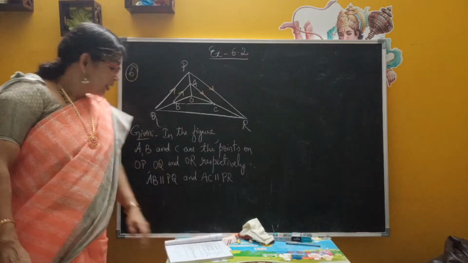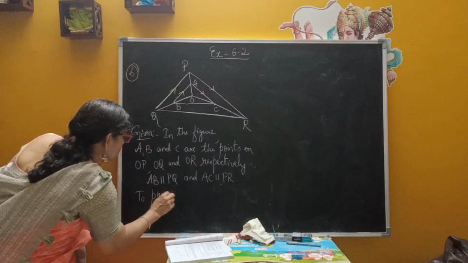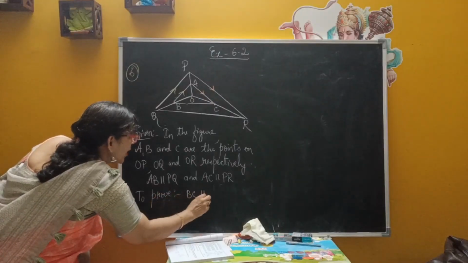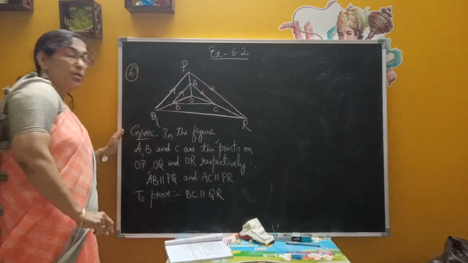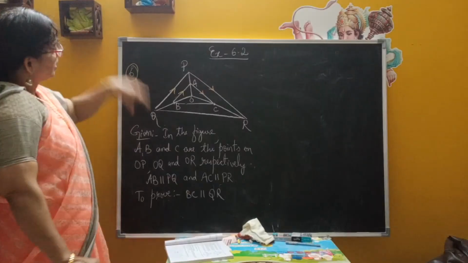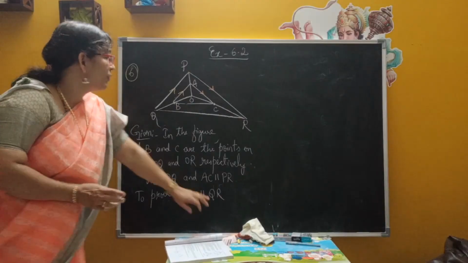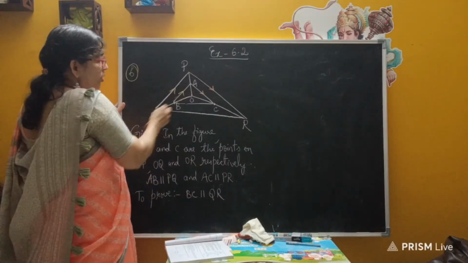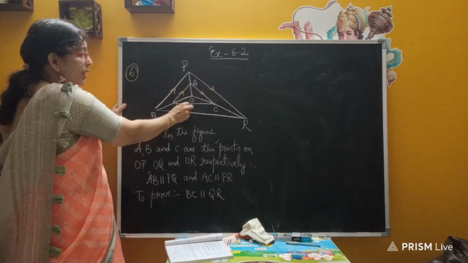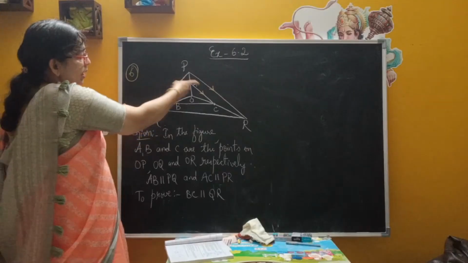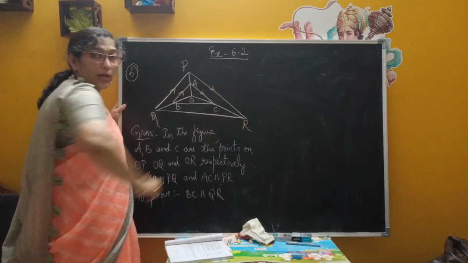Now what is to be proved? To prove BC parallel to QR. How do you prove this now? You see here, BC and QR are in which triangle? Line BC is in the triangle OQR. So let us take the other two triangles. Here POQ is one triangle, POR is another triangle.